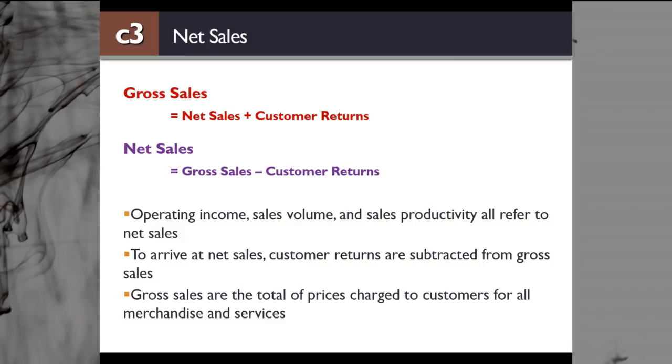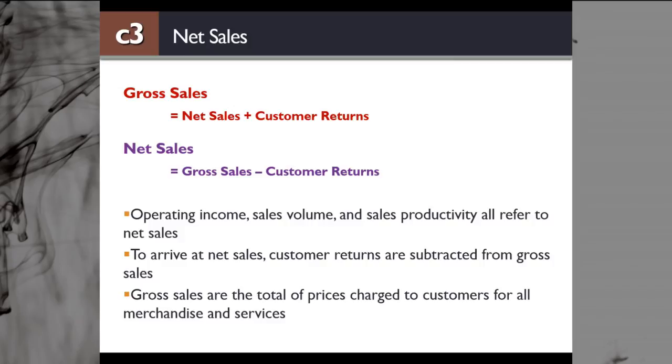When you think about customer returns, at the end, when you calculate the profit, that's not going to be included as part of your sales or profit. So you have to deduct this amount to calculate the accurate amount of the sales. So net sales means all the sales minus customer returns. And the gross sales is net sales plus customer returns. So all the operating income, sales volume, and sales productivity refer to net sales, and to arrive at these net sales, customer returns need to be subtracted from the gross sales.